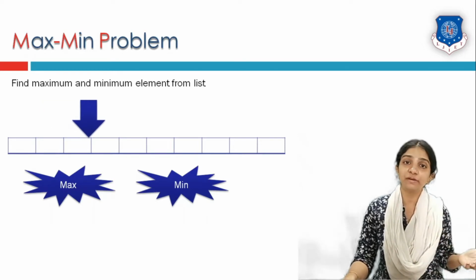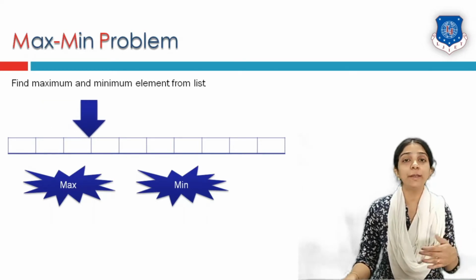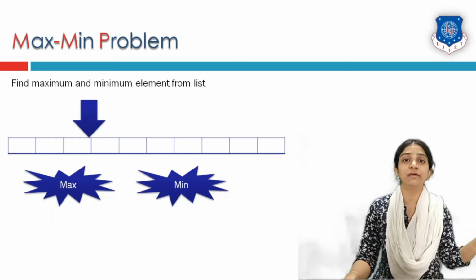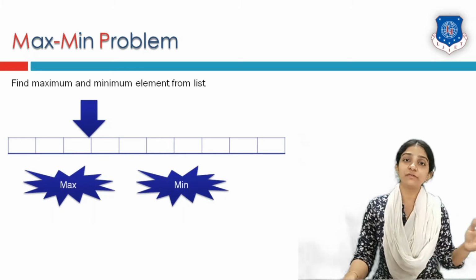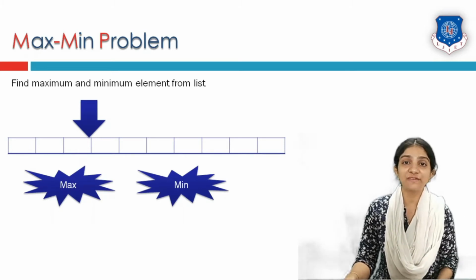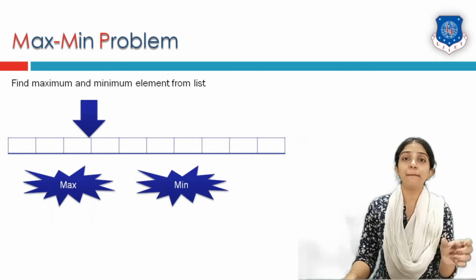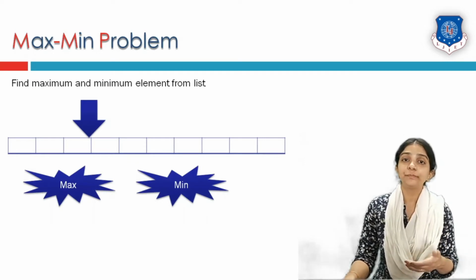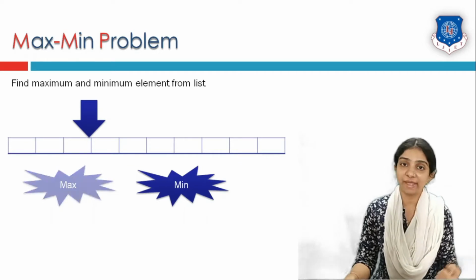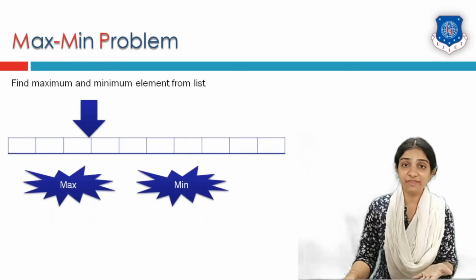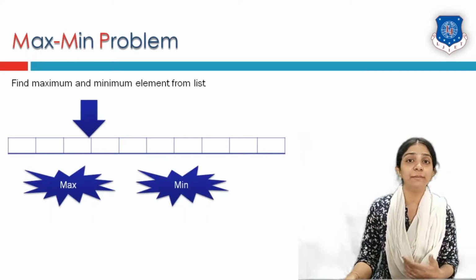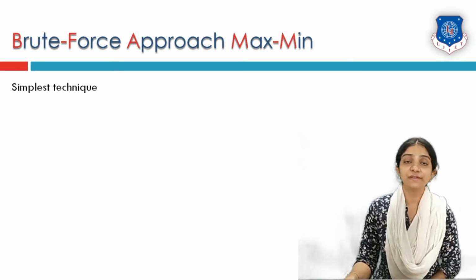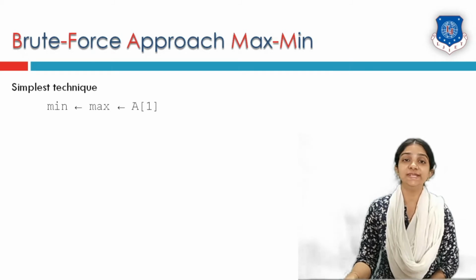And we keep on comparing these elements one by one until we reach the last element of the list. So after traversing the complete list of elements, we have max and min values within our variables, namely min and max. This is the basic way to find out maximum and minimum elements from the list. Let us see the simplest technique in detail.